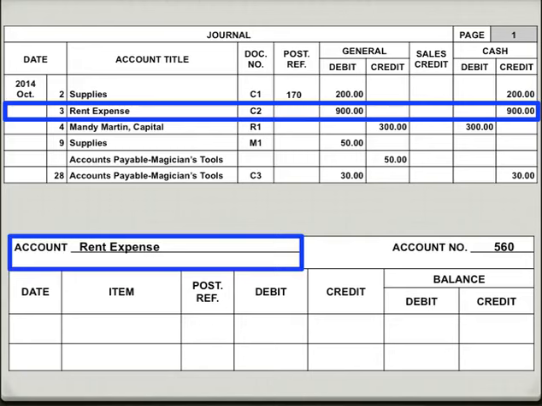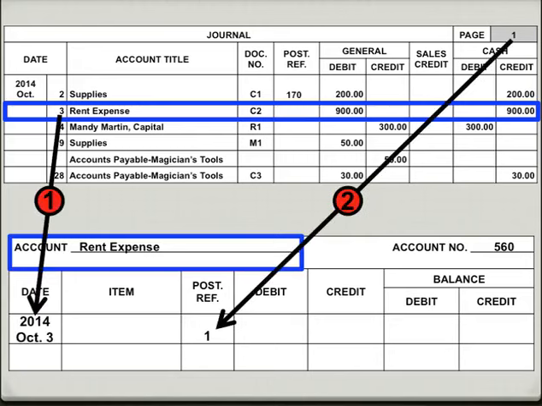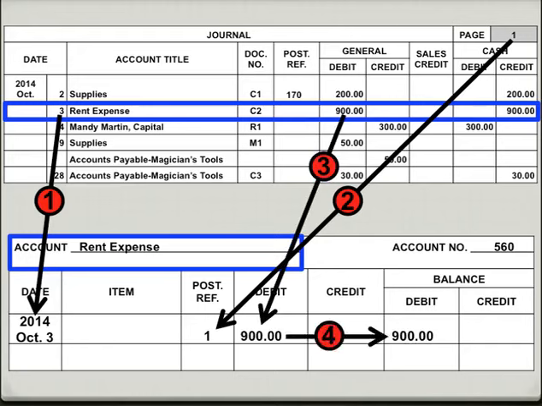First, we write the date. Then we write the journal page number. Then we write the amount. This was a $900 debit. Then we balance the account. This was the first posting, so the balance is the same as the entry. Finally, we write the account number in the journal. This is always the very last step.